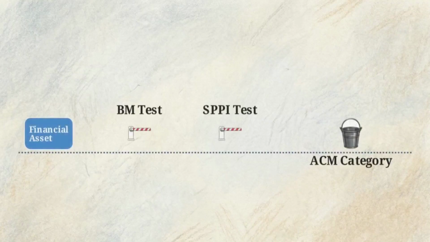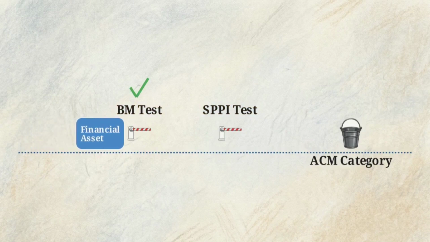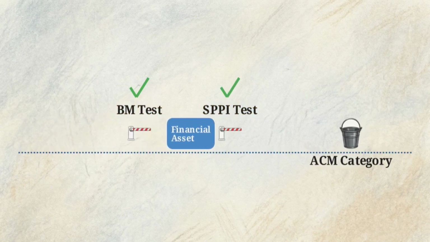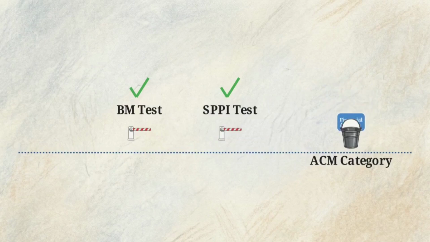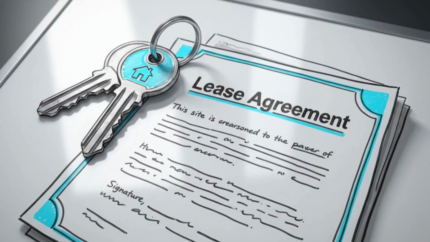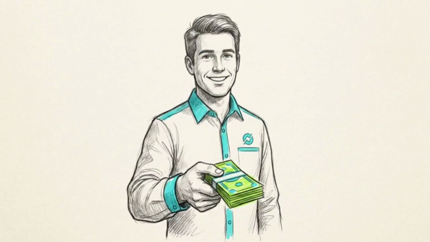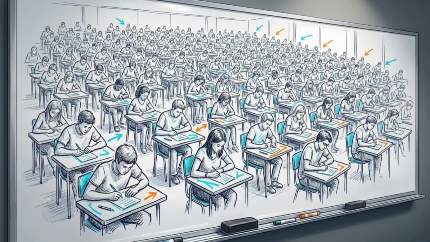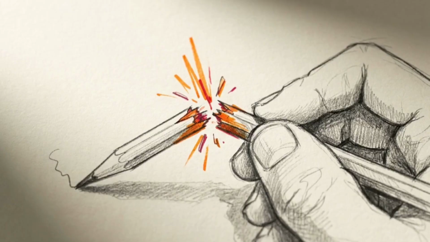An asset must survive 2 hurdles to qualify for this method. It must pass the business model test and the SPPI test before it can be placed in the amortized cost bucket. This category covers the most frequent instruments in the syllabus. It includes security deposits, various employee loans, and bond investments. Because these instruments are so common, failing to apply these specific rules is one of the most frequent ways students lose marks on financial instrument questions.